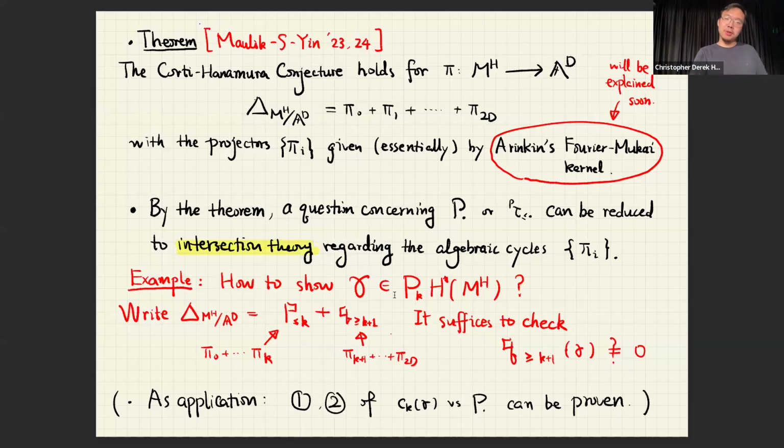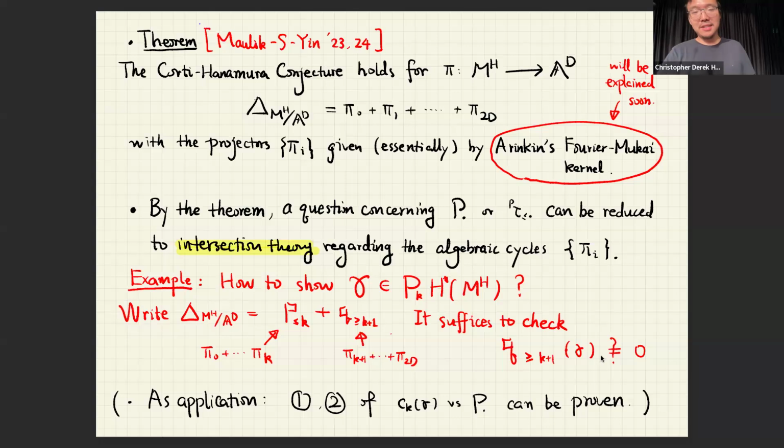So, how to show a class gamma lies in P_K? Well, you consider the corresponding projector P less or equal to K, which is the collection of pi 0 to pi K. And Q_{K+1} is the complement of it. So you not only have this filtration part, P less or equal to K, but you also know its complement. So in order to test whether gamma lies in P_K, it suffices to use the complement: you use Q_{K+1} to act on gamma and check whether it's 0.